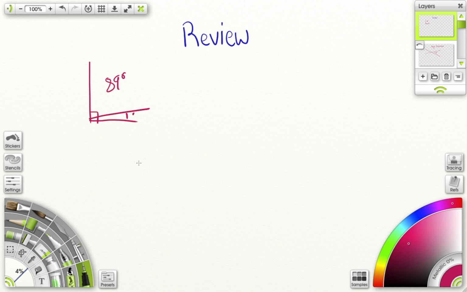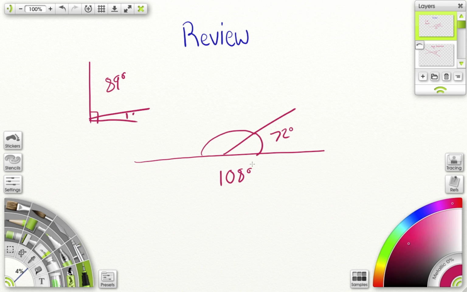Supplementary angles are when it's a straight line across the bottom and there can be an arrow going in any direction around here. So let's say it goes right here, and this angle given to you is, I don't know, 72 degrees. I know that the rest of this angle has to add up to 180. So 72 plus something equals 180. In this case, 108. So 108 and 72 equals 180.